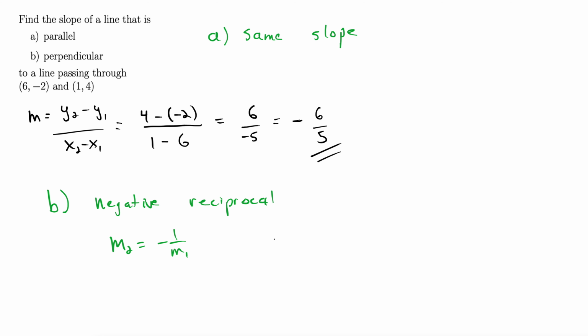So I'm changing the sign to positive, and instead of 6/5, I'm writing 5/6. That's the reciprocal. And it's the negative reciprocal, so it becomes positive. There we go, 5/6.